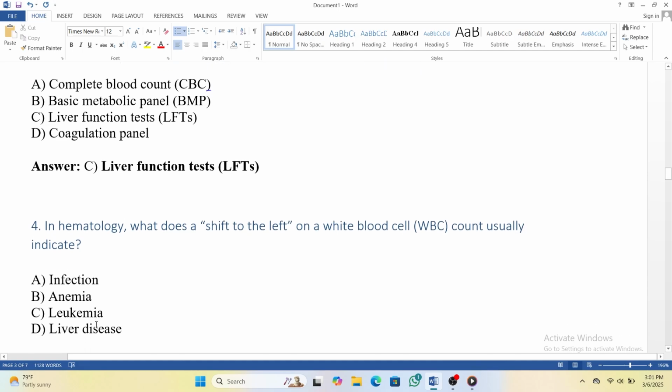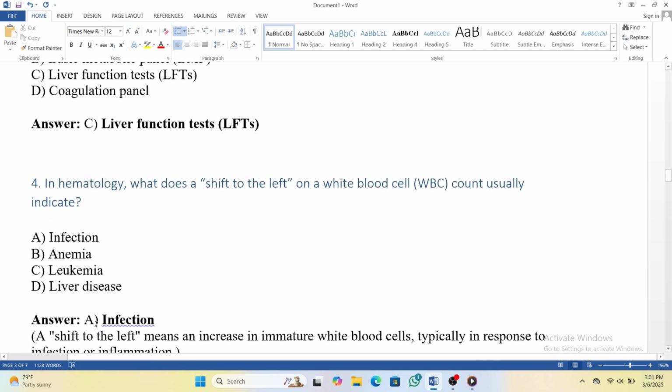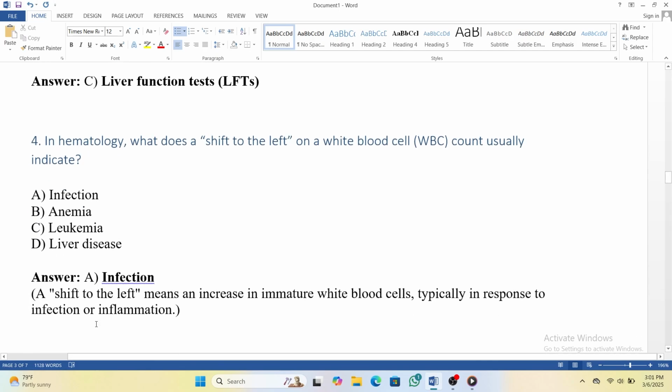4. In hematology, what does a shift to the left on a white blood cell, WBC, count usually indicate? A. Infection. B. Anemia. C. Leukemia. D. Liver disease. Answer: A. Infection. A shift to the left means an increase in immature white blood cells, typically in response to infection or inflammation.